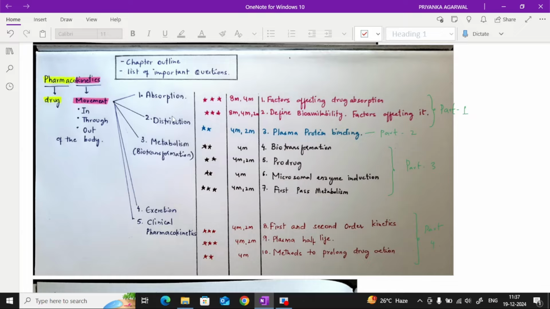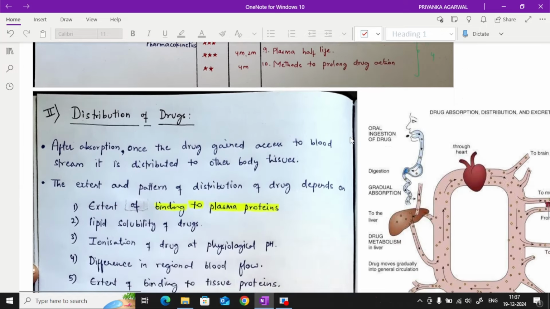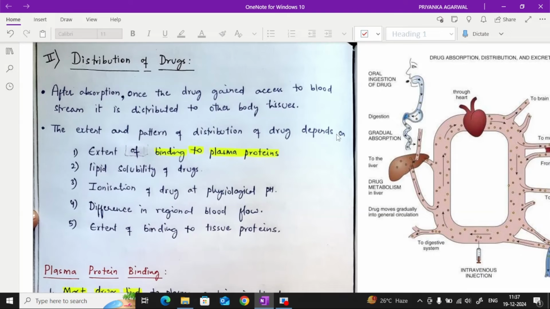So we are preparing pharmacokinetics for our university exam in this video. Okay, so we have already done absorption of drug with these questions in our part 1 video. So this video is part 2 and we are doing distribution of drugs, being focused on plasma protein binding as an important question. Okay, now what do you mean by distribution of drug?